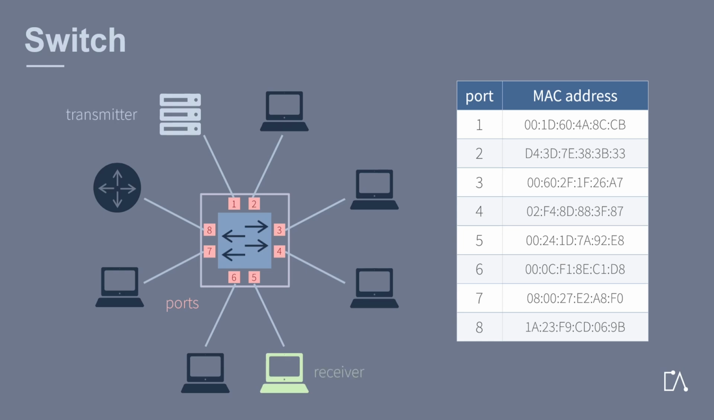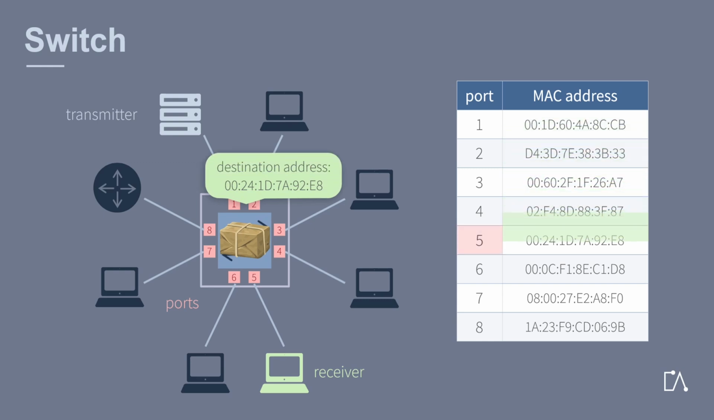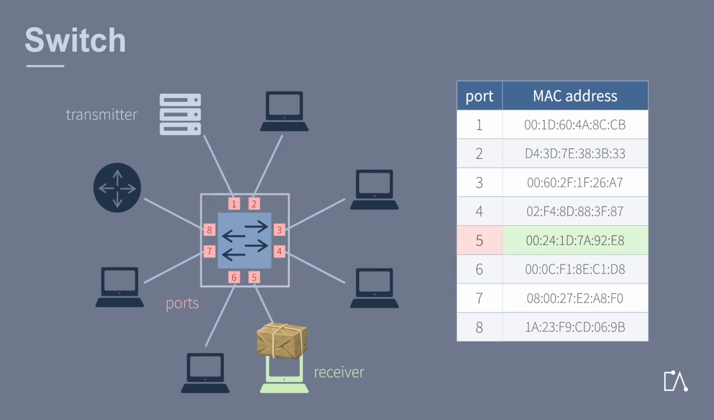Let us assume that the server wants to send a data packet to a computer. When a switch receives the data packet, it first processes the destination address. In the table, it looks up the port to which the device with the destination address is connected. In our case, the receiver is connected to port 5. Therefore, the switch sends the data packet to the device on port number 5. By sending to only one receiver, security is increased.